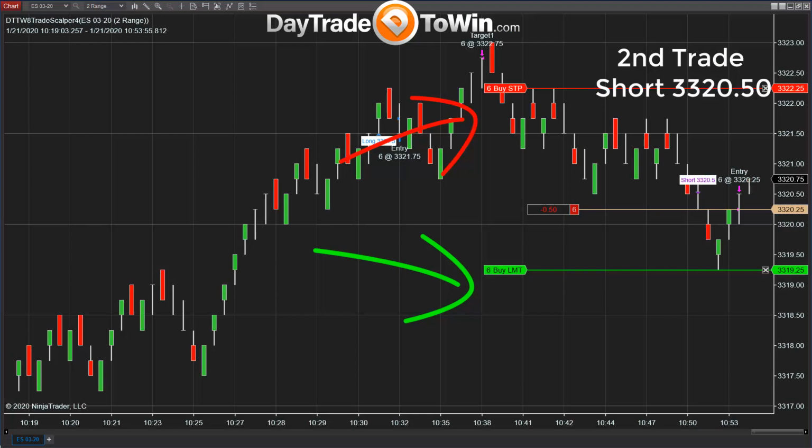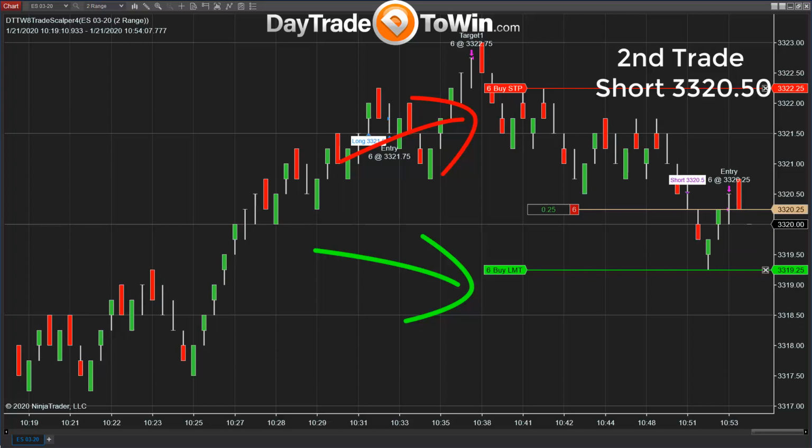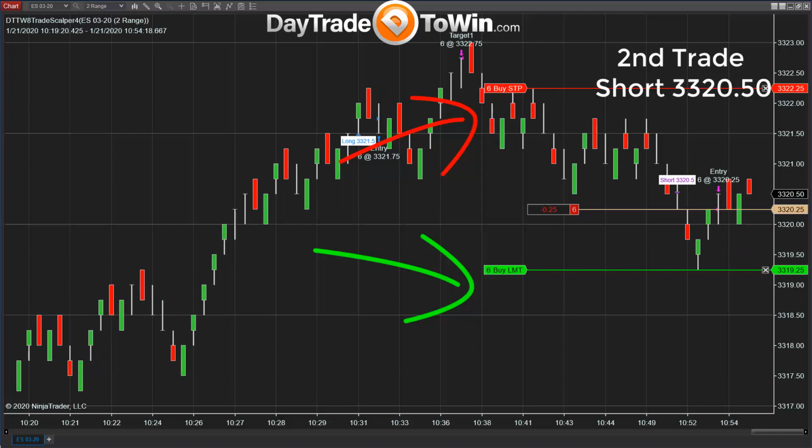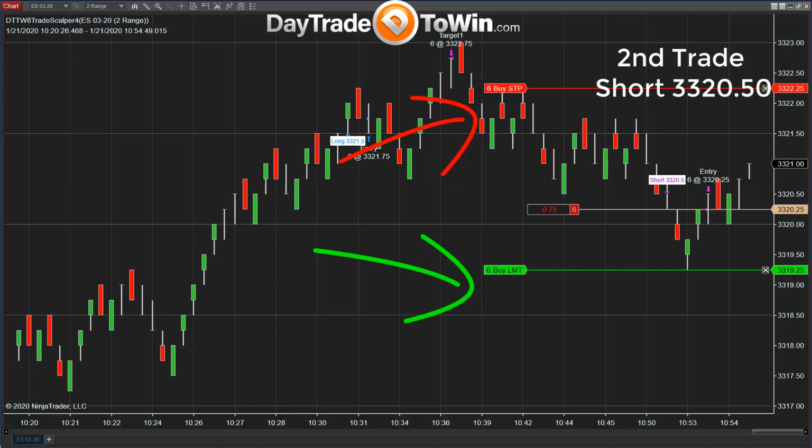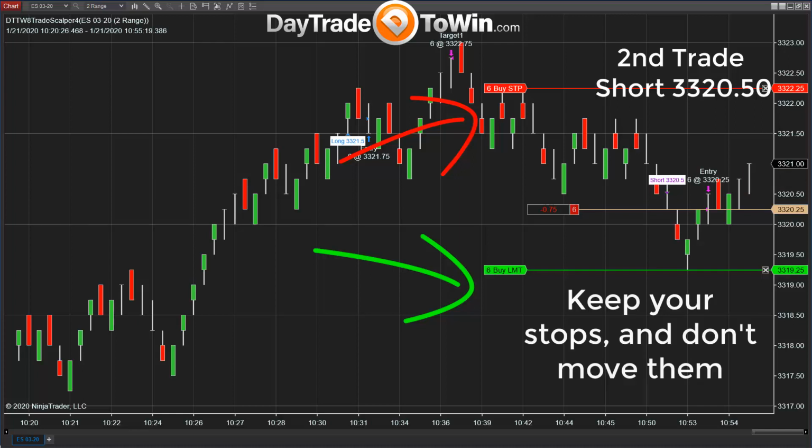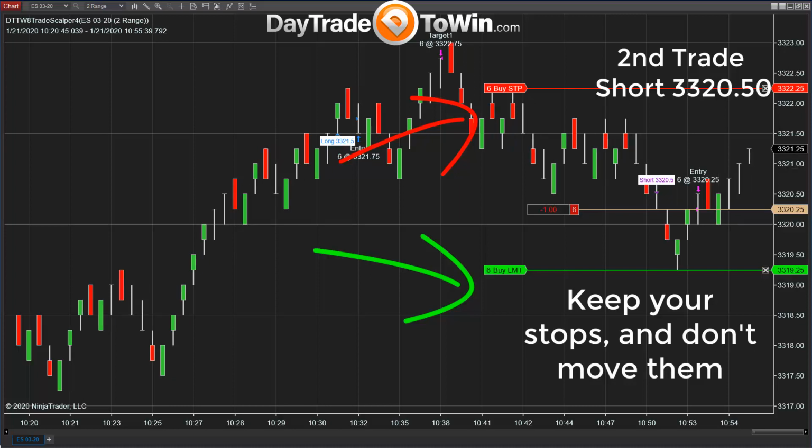4 ticks, 1 point, should be immediately made. If you're holding on to trades again for hours on end, or even if it's for an hour, it's too long. A 4-tick target has to be made fairly quickly. Now, if you get stopped out, please don't move your stops. Keep your stop where it is. It happens. You have to take the stop and then you have to recover.